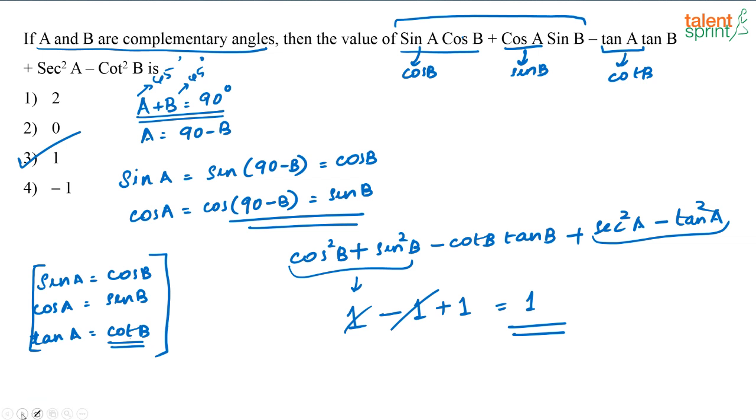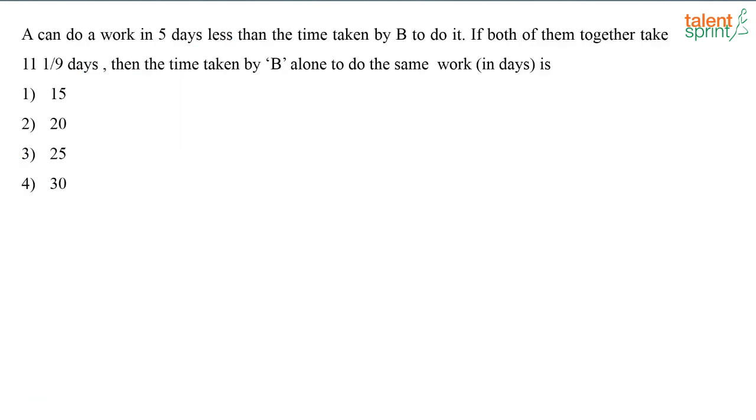So the next question is there on your screen. This question is on time and work. A can do a work in 5 days less than the time taken by B to do it. If both of them together take 11 1/9 days, then the time taken by B alone to do the same work is dash.